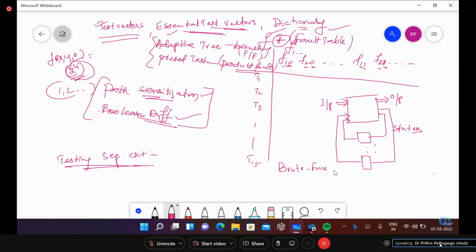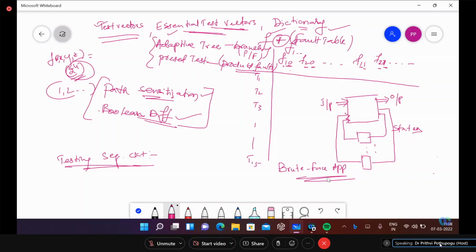That approach where all inputs are given and all outputs are taken, we call it the brute force approach. But this approach is not recommended because it needs a huge combination of all the inputs to be applied. Okay, and you need to record all the responses of all the input combinations. So that approach becomes more complex. The brute force approach is more complex.